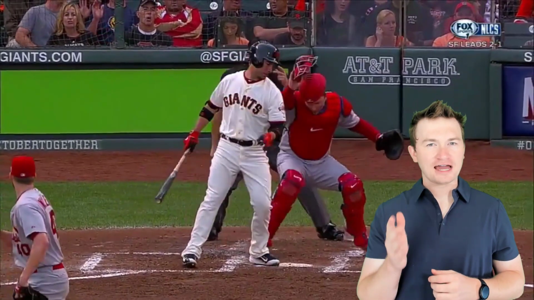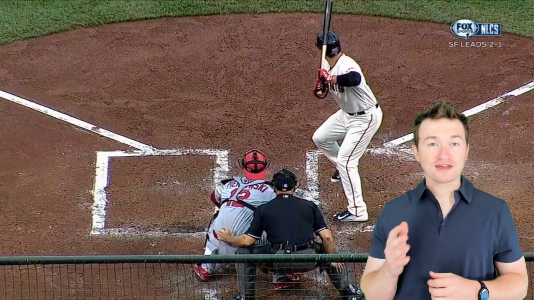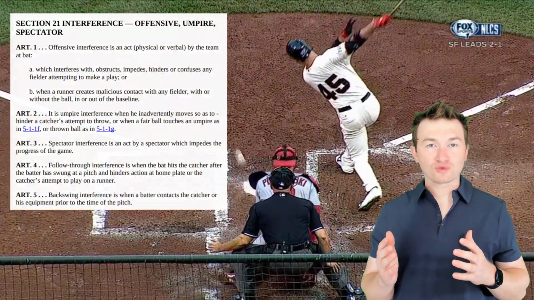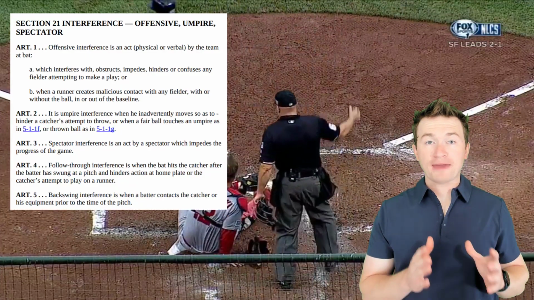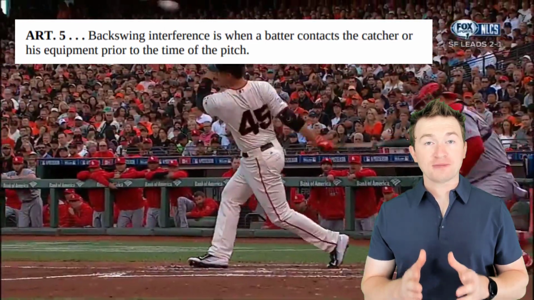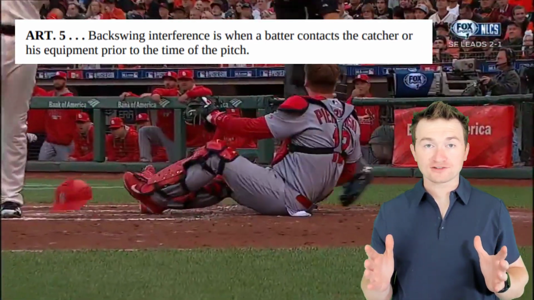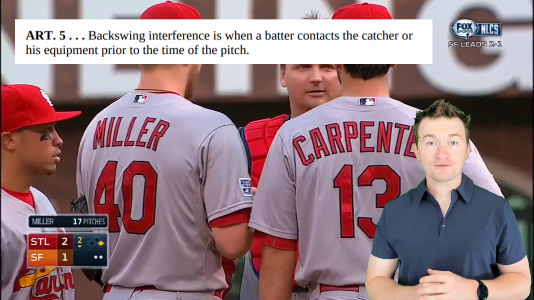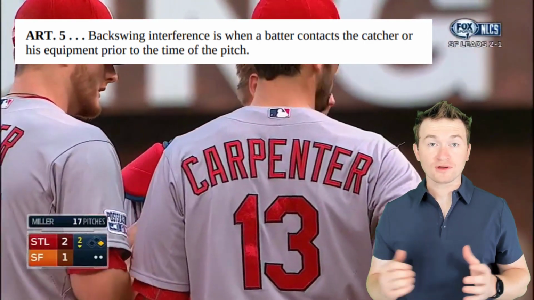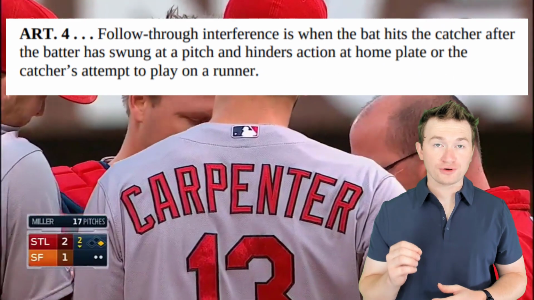Now let's talk about the high school rule. First, let's go ahead and define the contact in the play. Under NFHS rules, this is not backswing interference. High school rules define backswing interference as contact made with the catcher before the pitch. This is a very different definition compared to OBR. So the correct term for this play in NFHS rules would actually be follow-through interference.